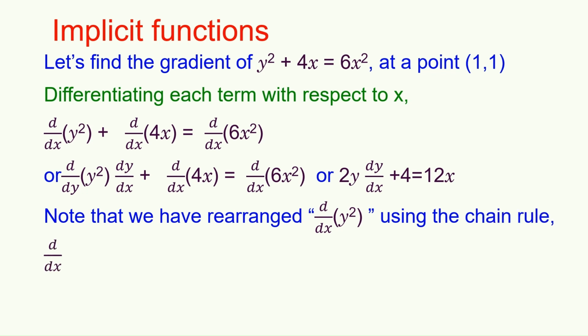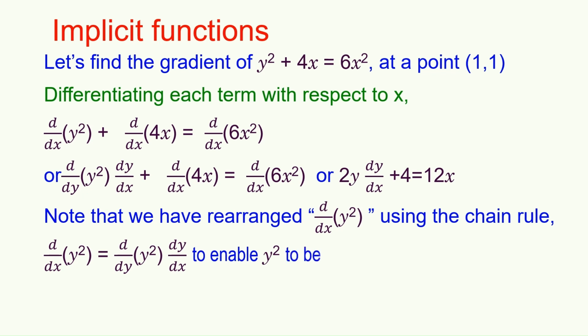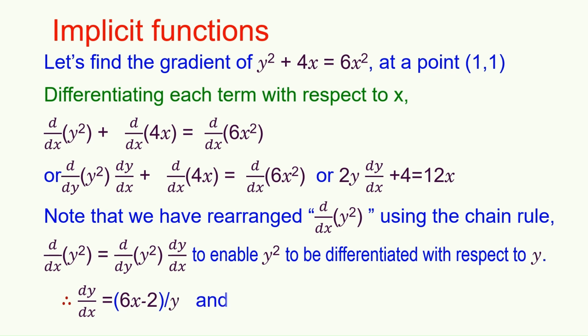Note that we have rearranged d/dx of y squared using the chain rule: d/dx of y squared equals d/dy of y squared times dy/dx, to enable y squared to be differentiated with respect to y. Therefore dy/dx equals (6x minus 2) divided by 2y, and the gradient at (1, 1) is dy/dx equals 4.